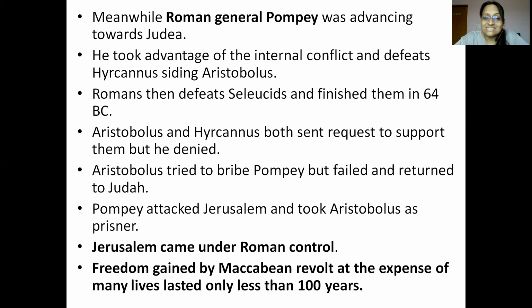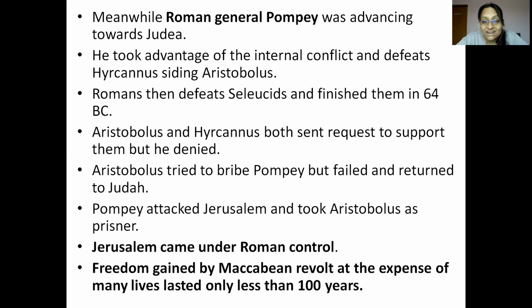The Romans then defeat the Seleucids, and they finish them. They end the history of the Seleucids in 64 BC. So with this, we can say the Seleucid kingdom comes to an end.